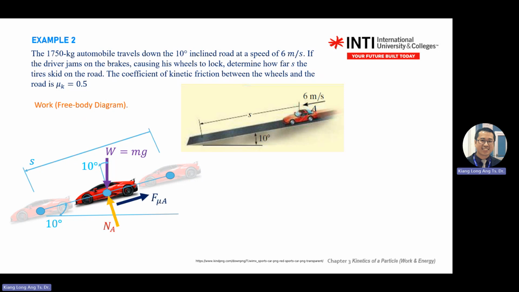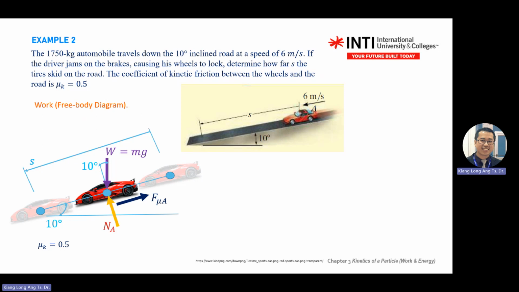So remember, the friction force always goes opposite to the motion. This object slides down already, so the friction force will go up. You just write F sub friction A, or F friction also can, because this only has one object. Okay, I think no more forces there.